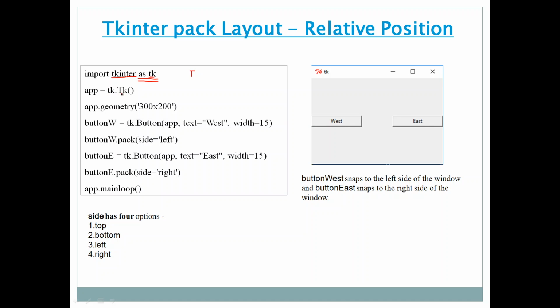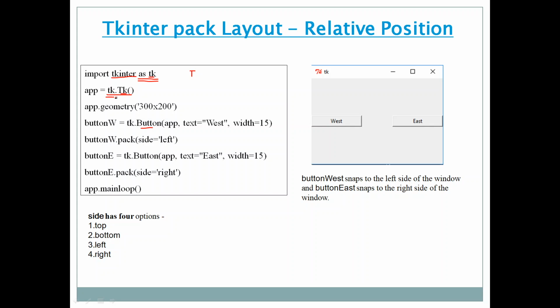Because while calling Tk or while even creating buttons, we need to use this tkinter. So it would be tkinter.Button, that will be too long. To make it short, we have renamed tkinter as tk. So instead of tkinter, we can use tk. Okay, so first import tkinter, then create a top level window.